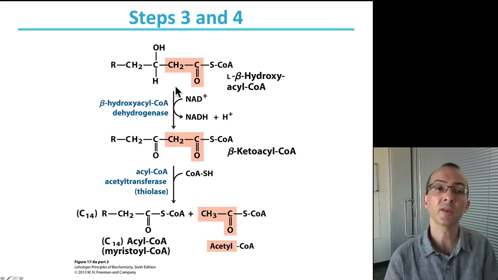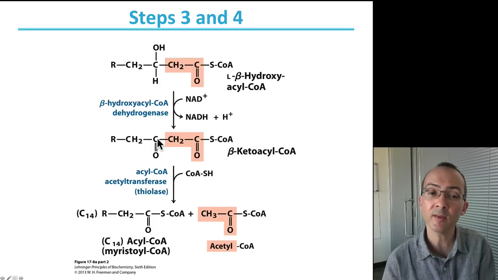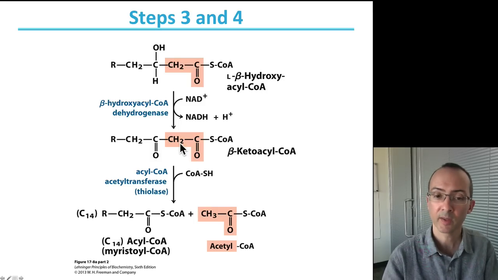First, the oxidation of the hydroxy group to a ketone in an NAD-dependent manner. So now we have the beta-keto-acyl-CoA. And then here's the key carbon-carbon bond cleavage reaction. The way this works is that the thiol of coenzyme A adds into the ketone, makes a tetrahedral intermediate, and when that collapses, we kick out this acetyl-CoA unit as the leaving group.